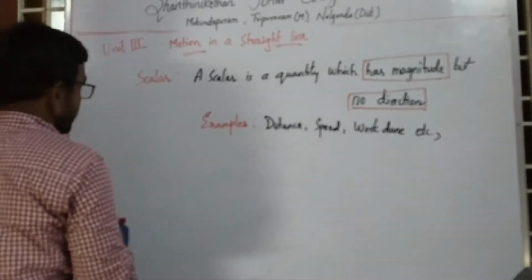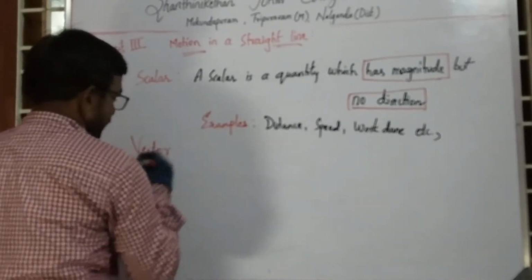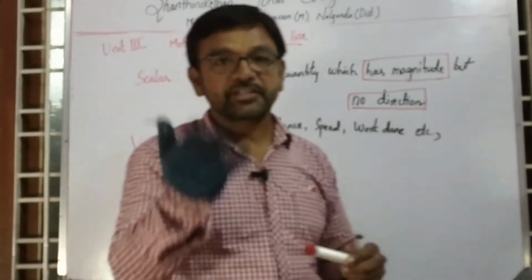These are the examples of scalar. Then what is a vector? I only just told you. What is a vector? Come on, tell me.